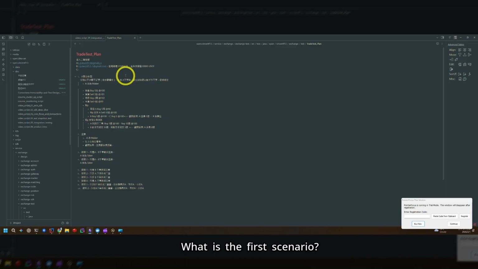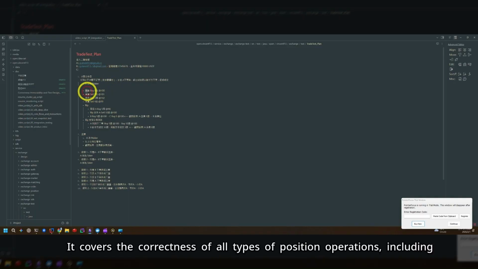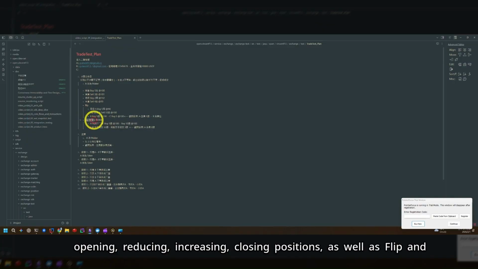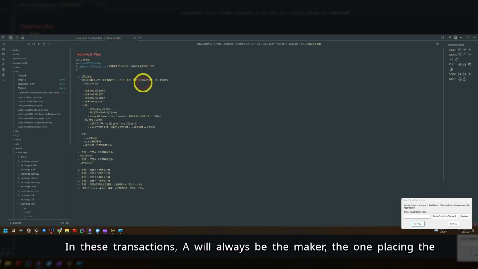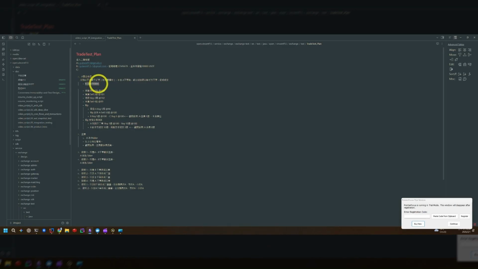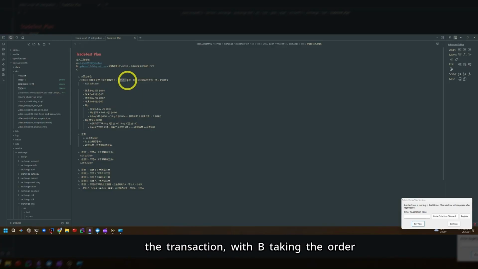What is the first scenario? The first scenario mainly tests the position status of A when in a long position. It covers the correctness of all types of position operations, including opening, reducing, increasing, closing positions, as well as flip and concurrent flip scenarios. So how do we test it? In these transactions, A will always be the maker, the one placing the order. After A places an order, B immediately places an order to complete the transaction, with B taking the order.